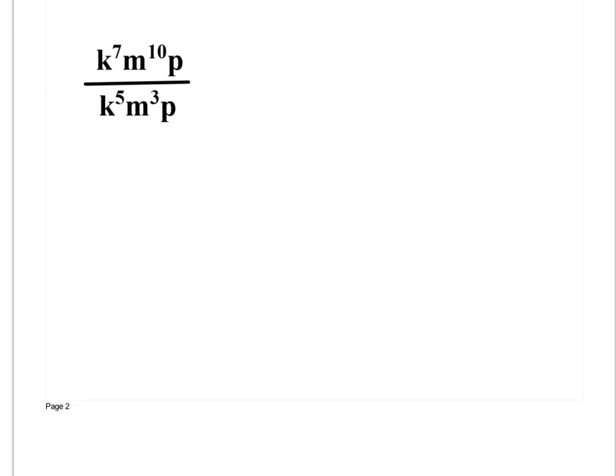Alright, we have k to the 7th, m to the 10th, p over k to the 5th, m cubed, p. So I take k, 7 minus 5, which is 2. m is 10 minus 3, which is 7. p is 1 minus 1, so you get p to the 0.